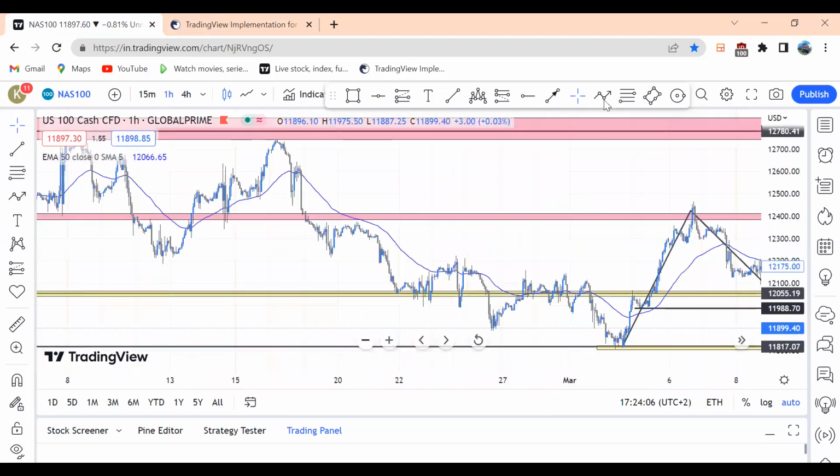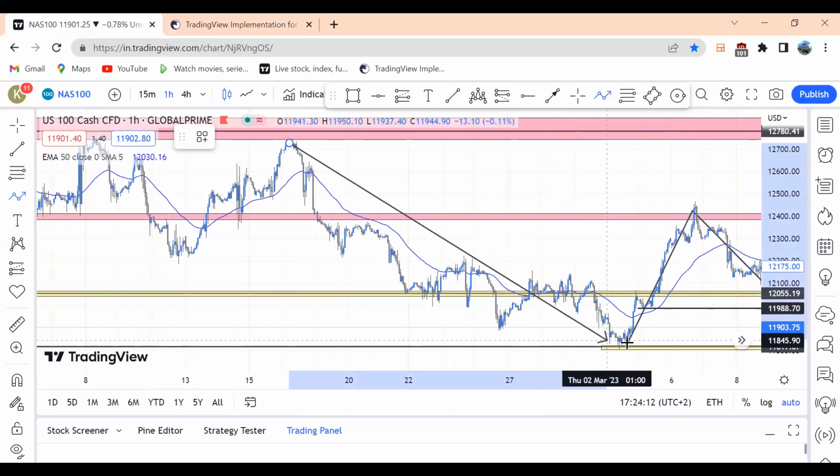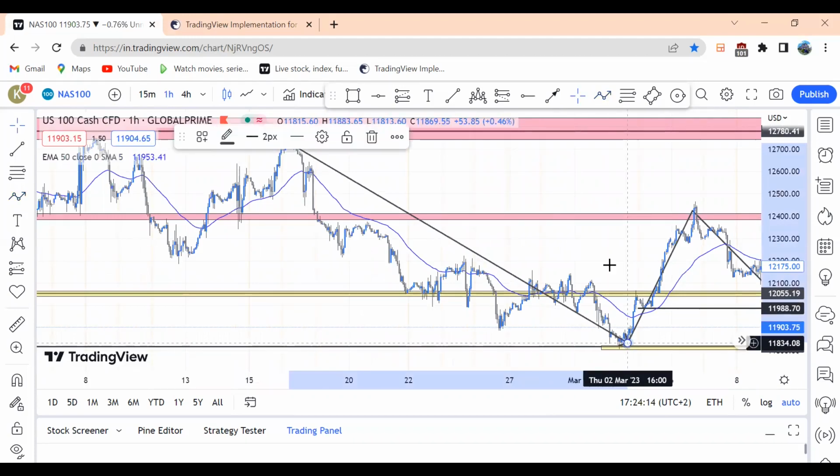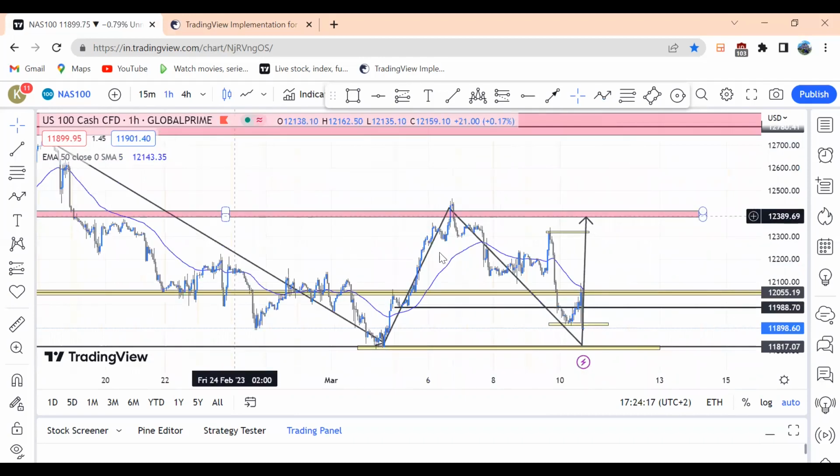Because you see, the market came to this level, came to this level, came to this level from where? From here. From here, guys. You gotta understand this. You see, guys, this is what I'm expecting.